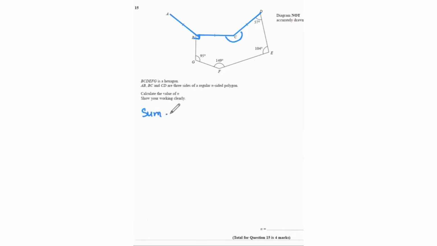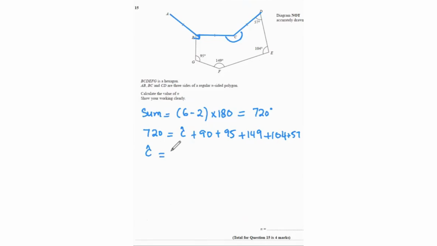So the sum would be (6 minus 2) times 180, which gives us 720. 720 equals angle C plus 90 plus 95 plus 149 plus 104 plus 57. So angle C is going to be the difference of 720 and 90, then 95, then 149, 104, and 57. That's 225 degrees for C.